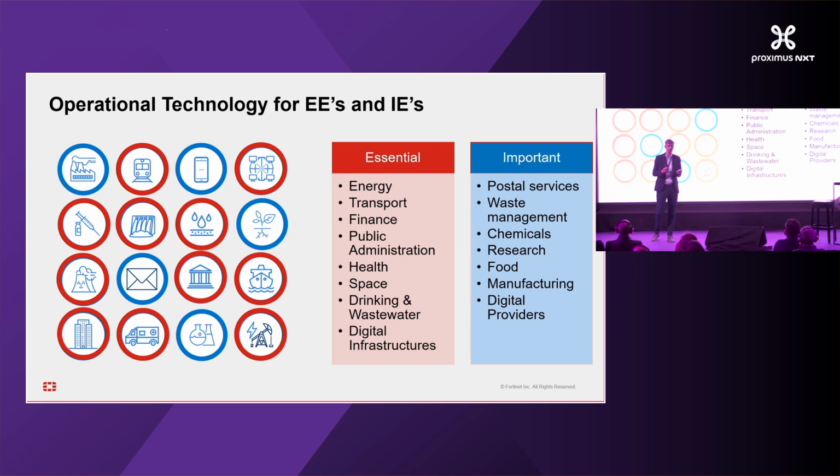Now, where do you find OT technology? You have two pillars, two columns here, the essential and important entities. We all know them from NIS2. So you can imagine that a lot of these sectors already have operational technology in place. The obvious ones: energy management, water utilities, manufacturing.